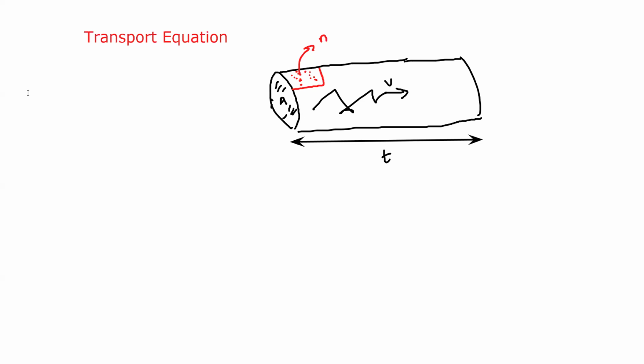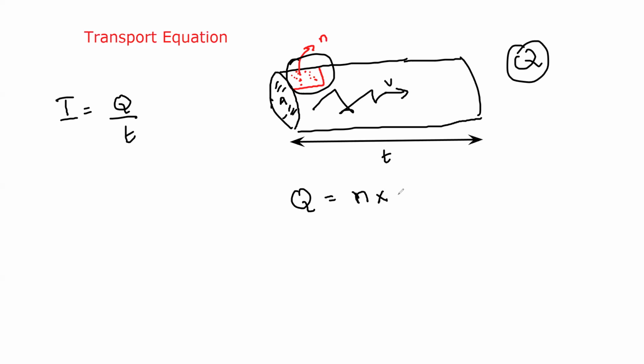If I say the current I will be equal to Q divided by T. What is Q? Q is the total charge which will flow. So if I need the total charge which will flow, Q will be equal to the charge density, the number of charges per unit volume, multiplied by the volume, and multiplied by the charge of one electron. Because we want the total charge.